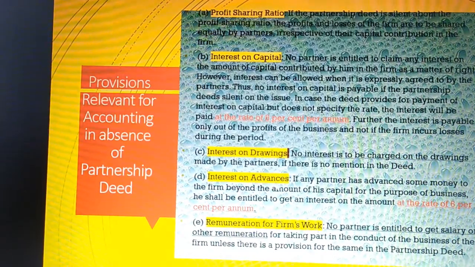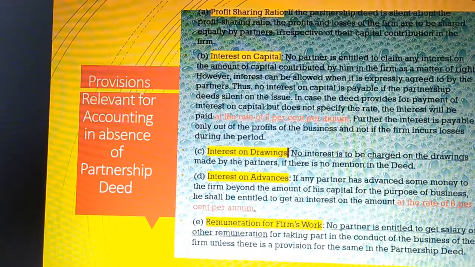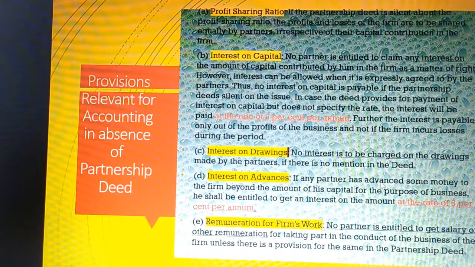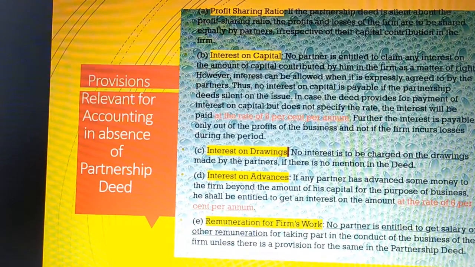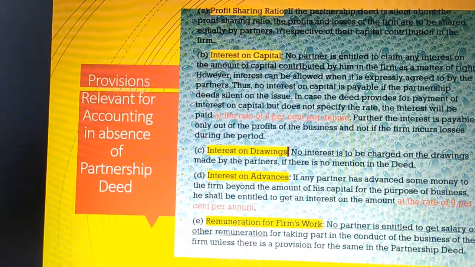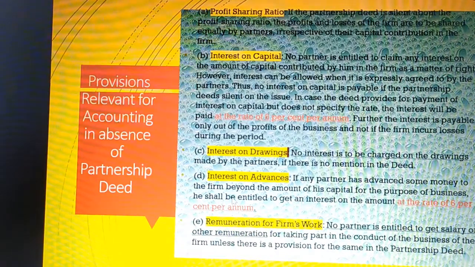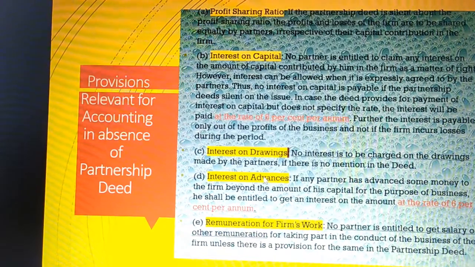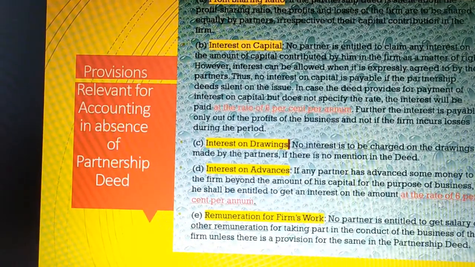And interest on advances. Advances means the loan. If any partner has advanced some money to the firm beyond his capital contribution, that is in the form of a loan, then on that loan which he has advanced to the firm, that partner will be entitled to an interest on the amount at the rate of 6% per annum. Again, if no partnership deed is there, then the interest on partner's loan will be given at the rate of 6% per annum.